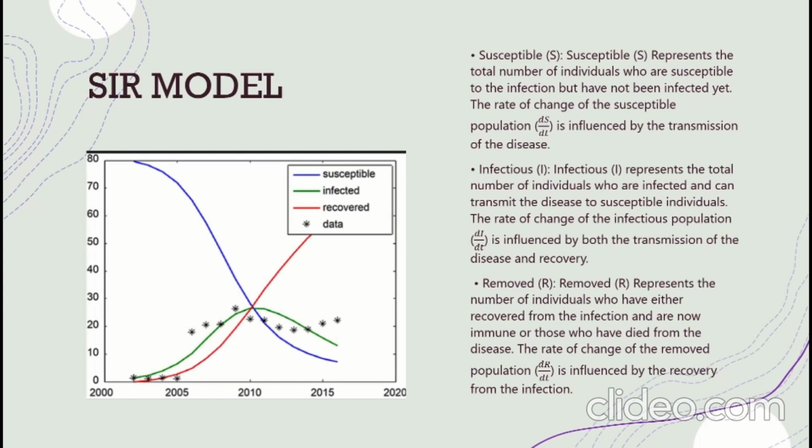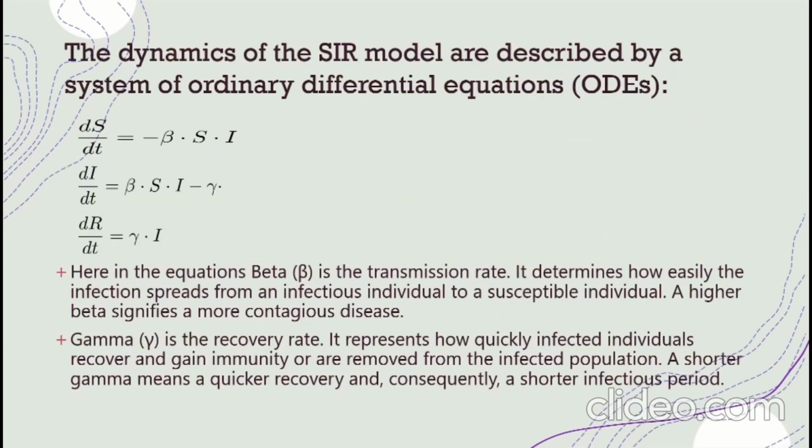Infectious represents the total number of individuals who are infected and can transmit the disease to other individuals. The rate of change is affected by both the transmission and recovery rate. Removed represents the number of individuals who have either recovered from the infection and are now immune or those who have died. The rate is affected by the recovery rate.